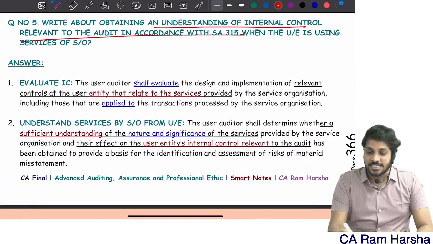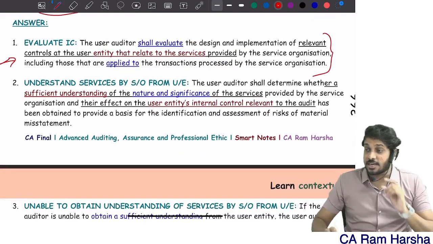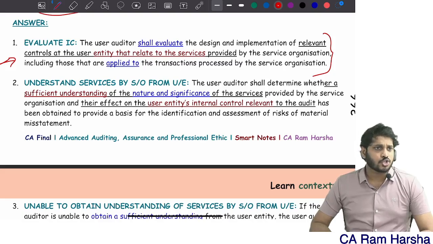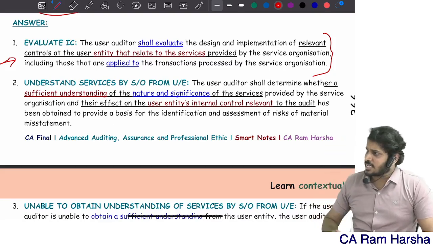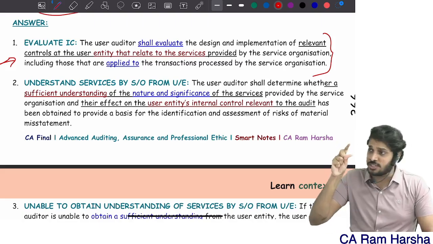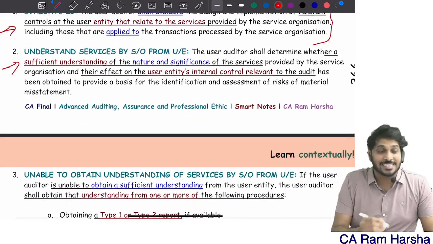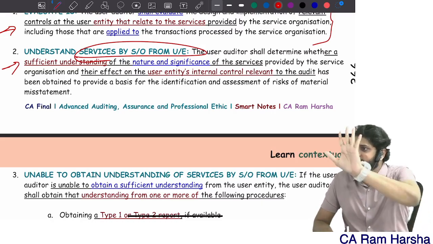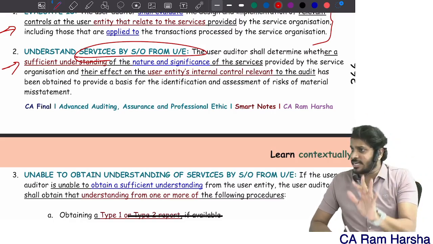When you are understanding the entity and environment, you have to evaluate internal controls implemented by the user entities. As a part of risk assessment, you are supposed to evaluate internal controls implemented by the user entity. But many business processes were outsourced to the service organization. Therefore, controls relating to that may not be implemented at the user entity. Controls are implemented at the service organization. So understand services provided by the service organization by asking the user entity. Where will you get this understanding? Above, in the previous question, they said you should understand, right?